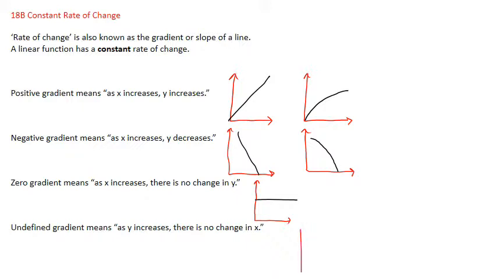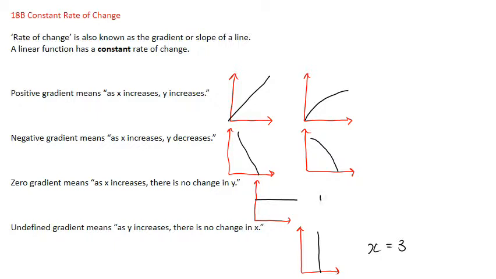An undefined gradient means that as y increases, there's no change in x. So is it undefined because you divide by 0? It's an undefined graph if it doesn't have a y value, I think. So that's something like x equals 3. It's kind of hard to explain.